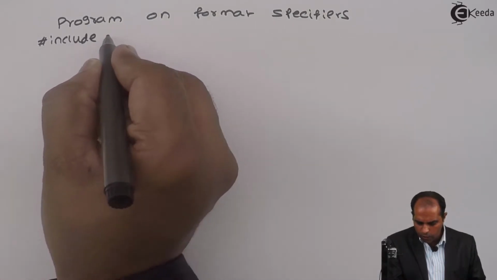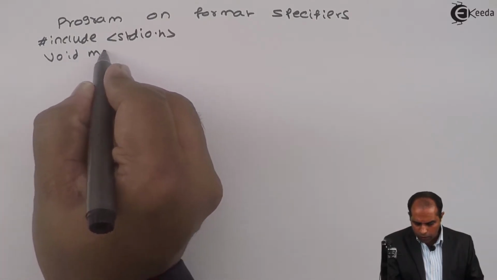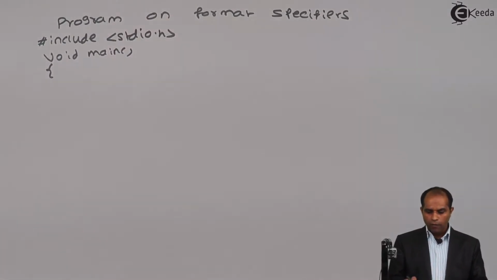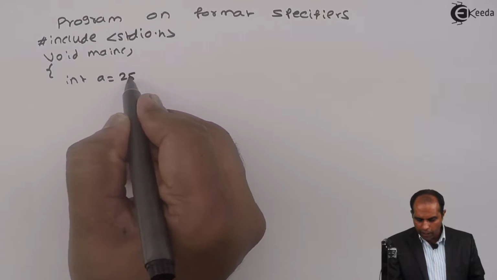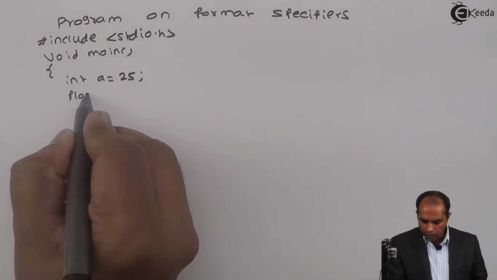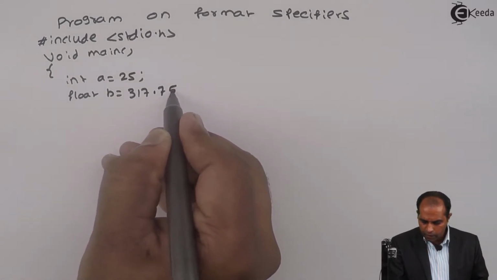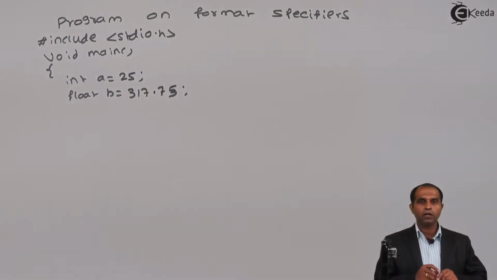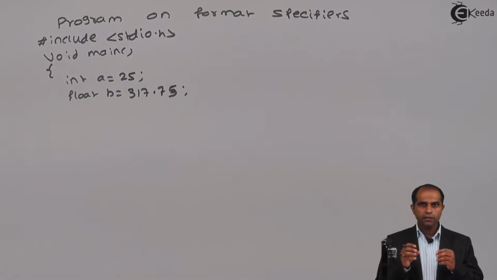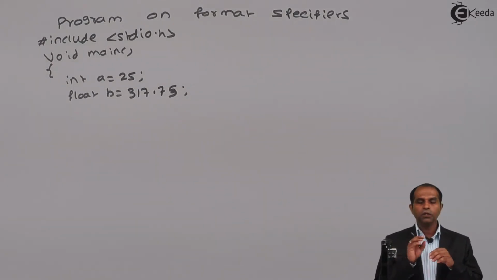I'll say #include <stdio.h>, void main, the title of the function. Now, let me take an integer variable for illustration, int a = 25, and a float variable, say b = 317.7375. You can have any of these values. You can take up a different number when you are practicing these examples. You can write the same printf instruction and try to guess the output with your own values. Here, I am going to explain how exactly the output is achieved using these values.